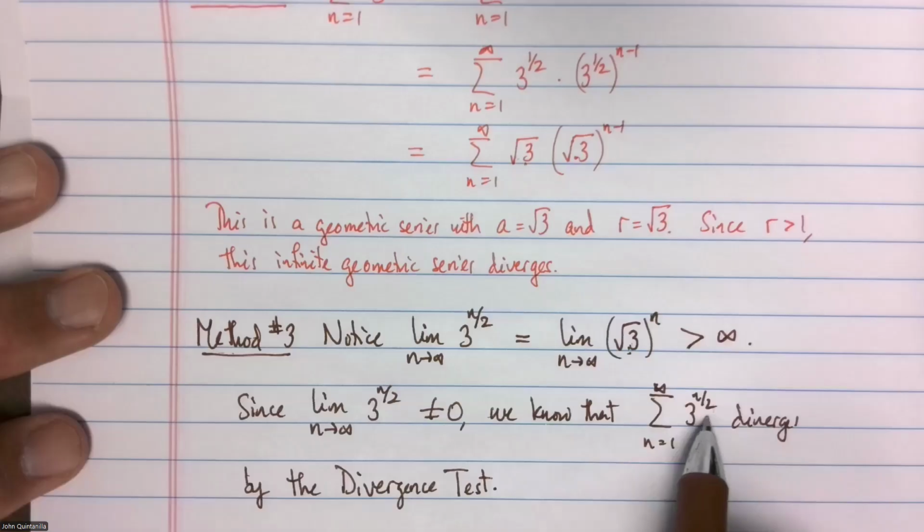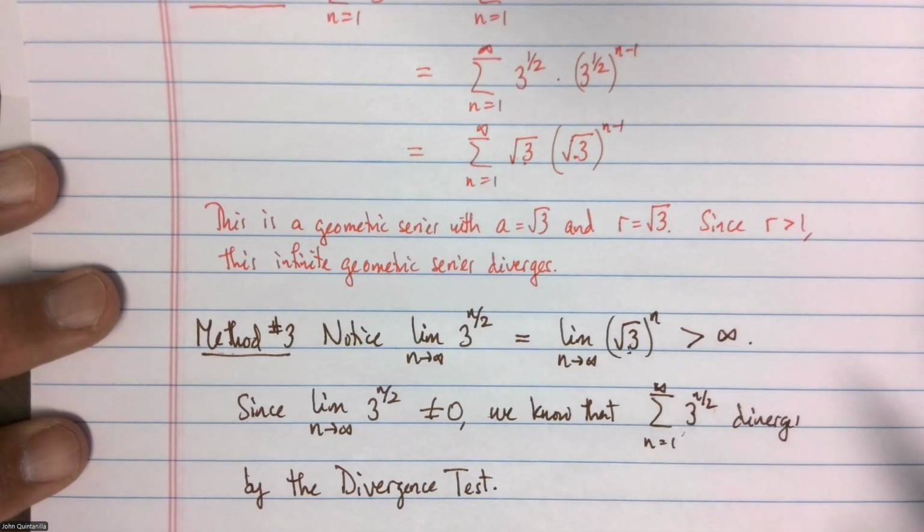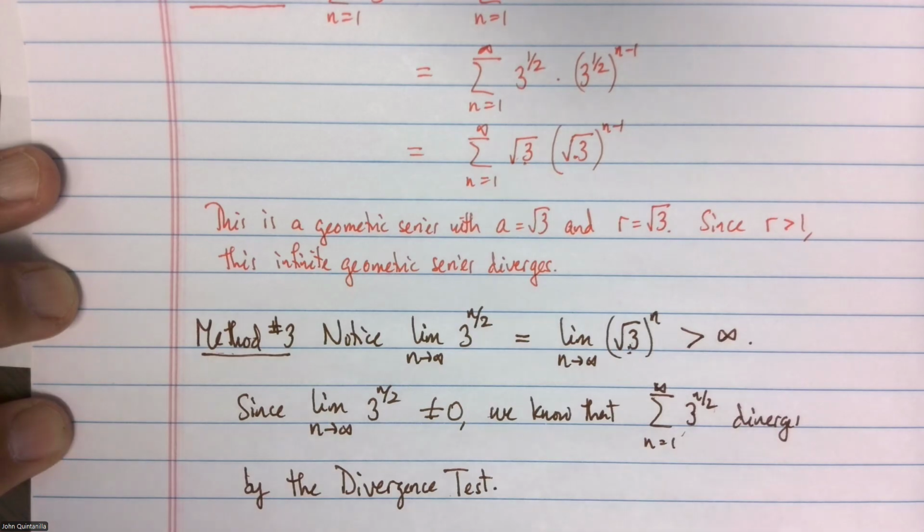If the nth term of a series does not go to 0, then we are guaranteed that the series diverges. Okay, so this one did not necessarily rely on any special facts about the geometric series, but used the divergence test instead. All three of these techniques would be appropriate for this problem. Any one of them would have been just fine for the solution for this problem.